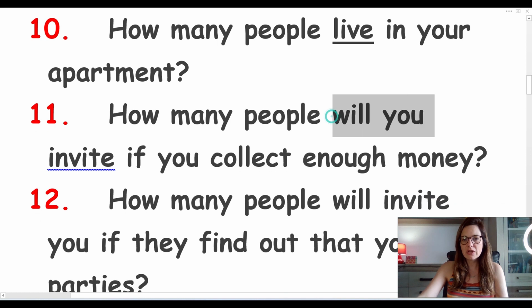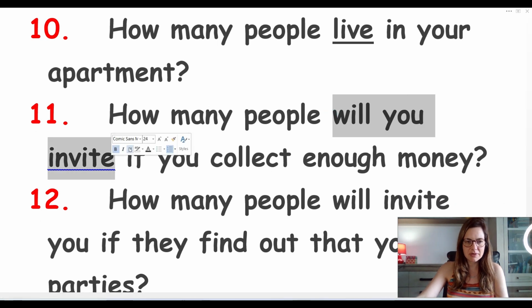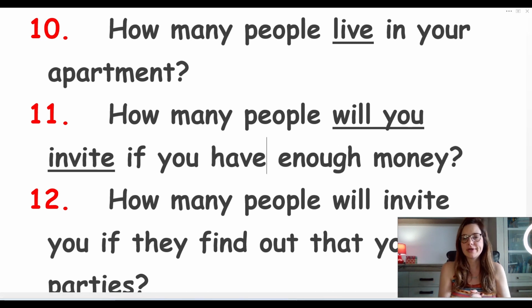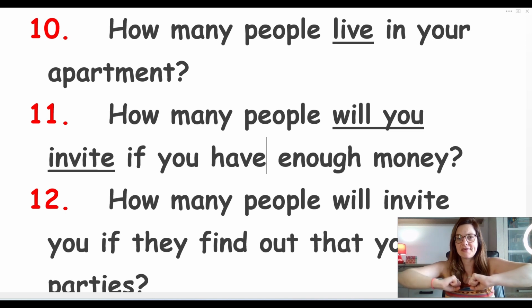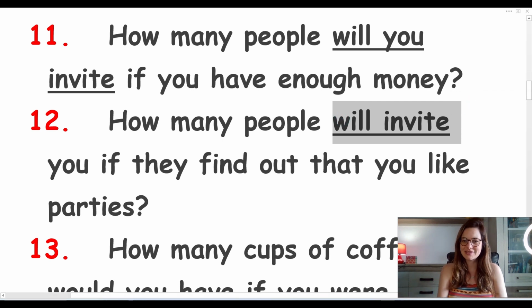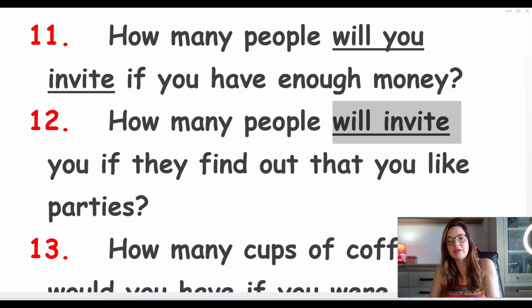How many people will you invite if you have enough money? So I'm going on a trip or I'm having a party. I will invite everyone that I know if I have enough money. And how many people will invite you if they find out that you like parties? I hope a lot of people will invite me when they find out that I like parties.